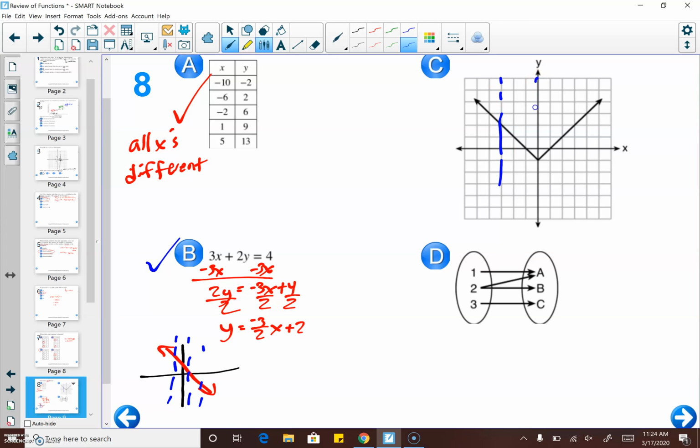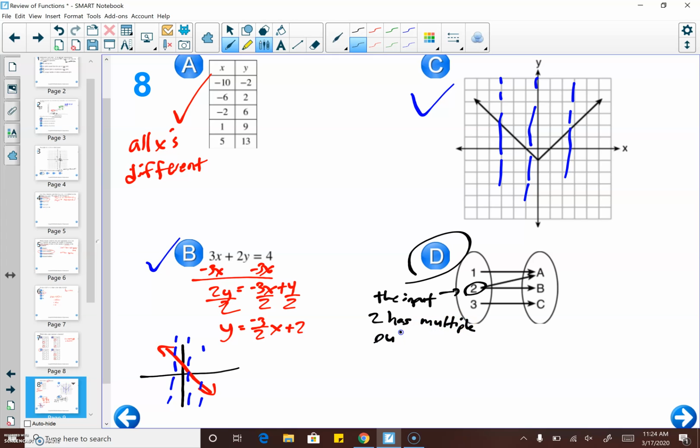Same thing in choice C. As I draw my vertical lines, it passes the vertical line test. So it obviously leaves D as the answer, and here's the problem. The input 2 has multiple outputs.